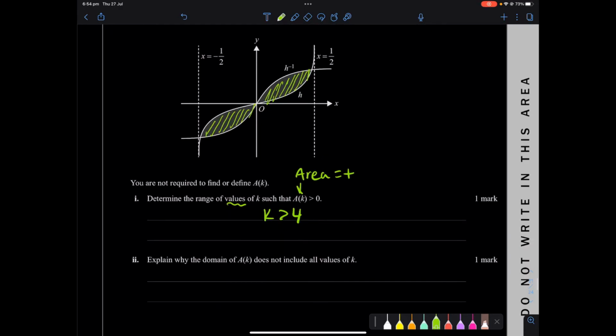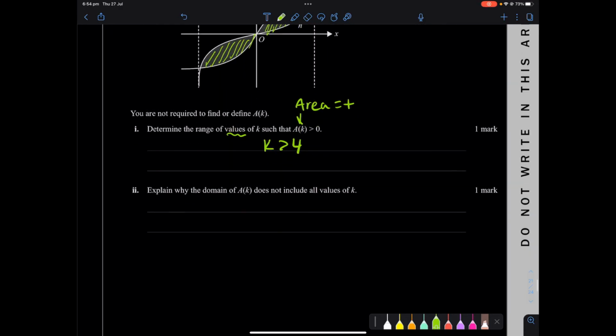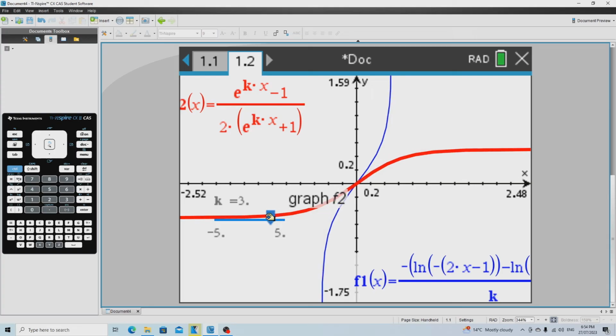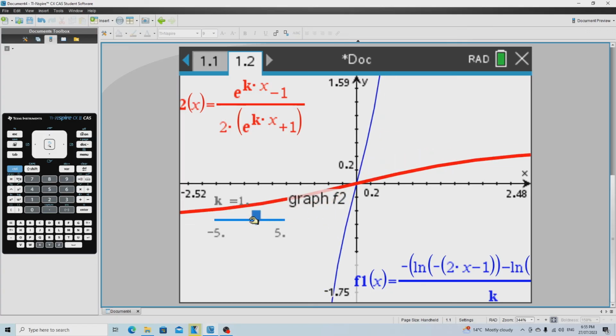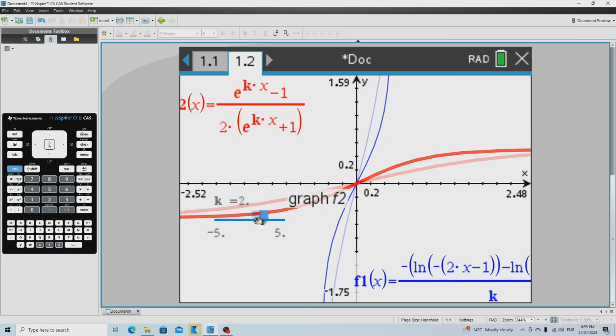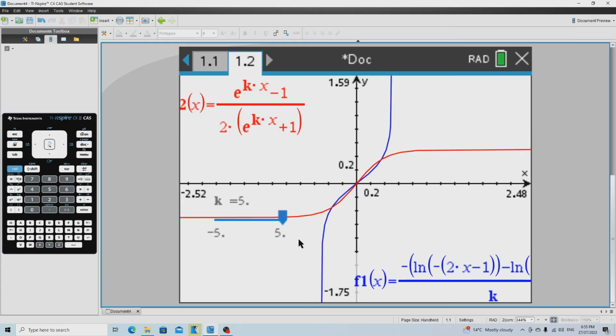So the set of values is k greater than 4, is that right? Yep. Explain why the domain of A(k) does not include all values of k. Well, didn't we just find out that k is greater than 4? If k is equal to 4 or k is equal to 3, there is no area bounded. So the area doesn't even exist.